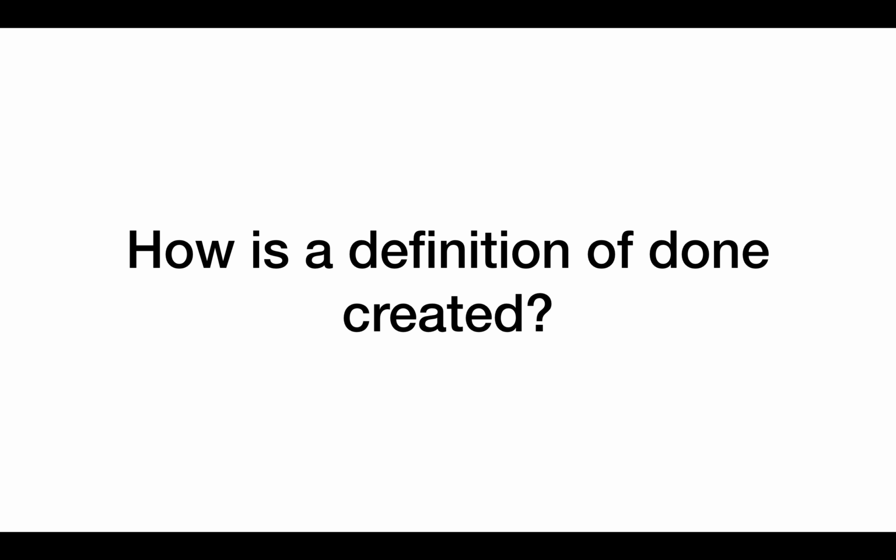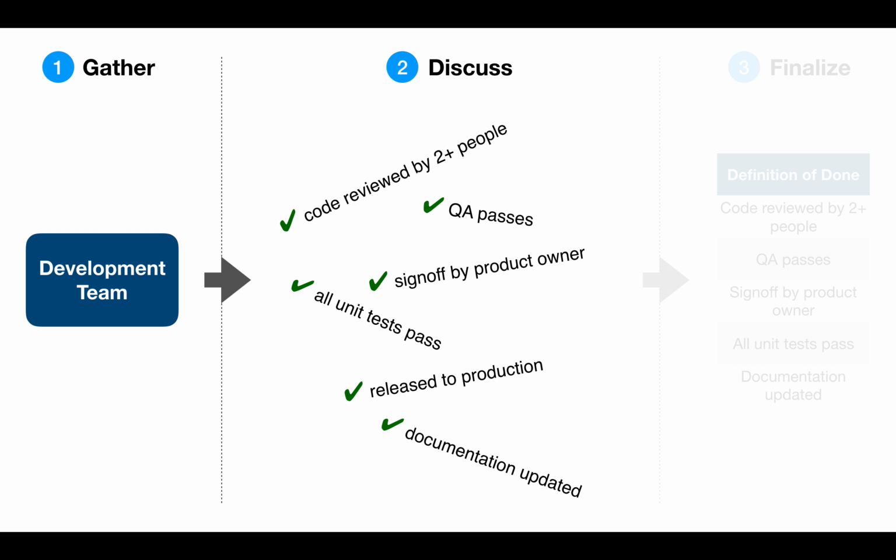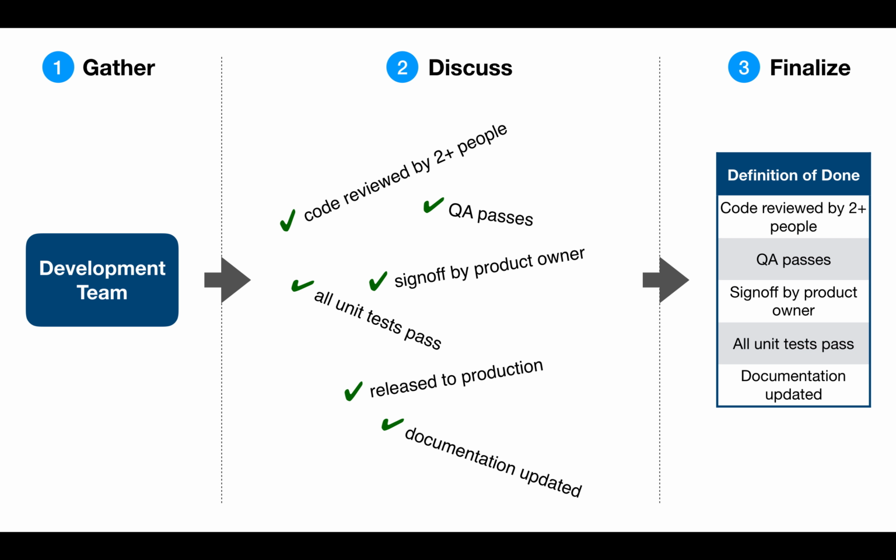So how is a definition of done created? Well, it all starts with the development team, who will be owning and adhering to the definition of done. So we would want that team to gather, and then we would want that team to discuss, brainstorm, come up with some things they feel should be on a definition of done, and finally come up with a final list of things that will be in their definition of done. It's that simple.